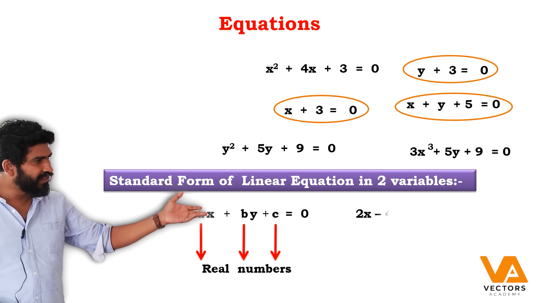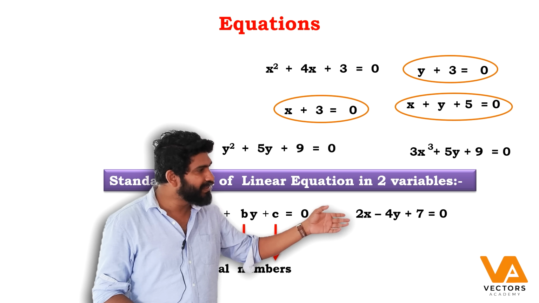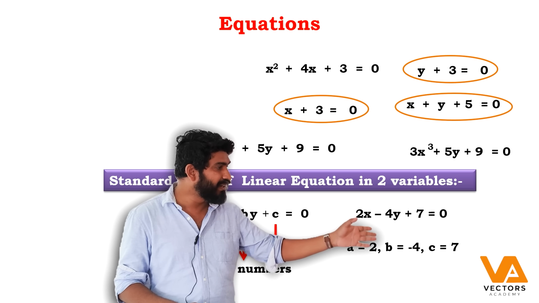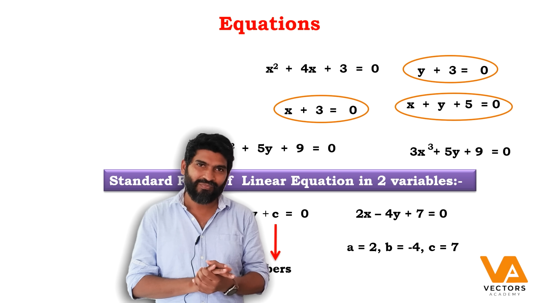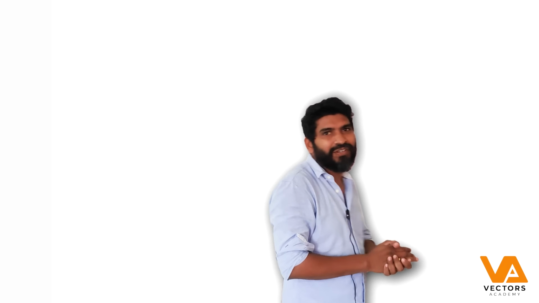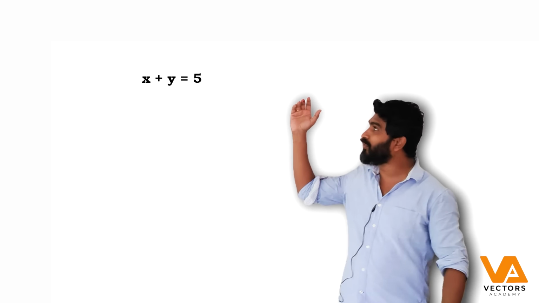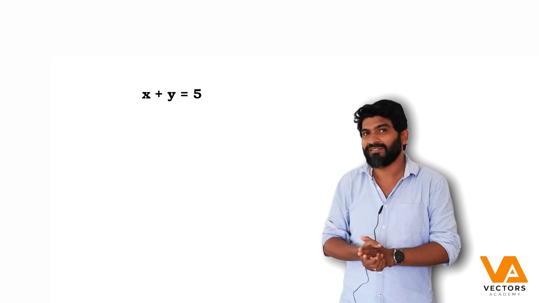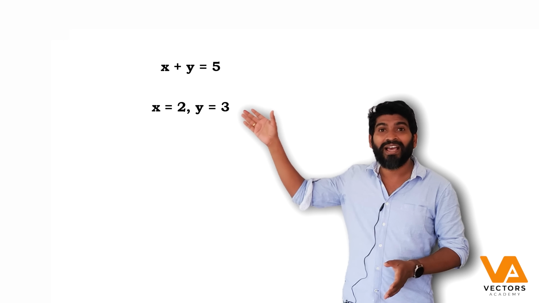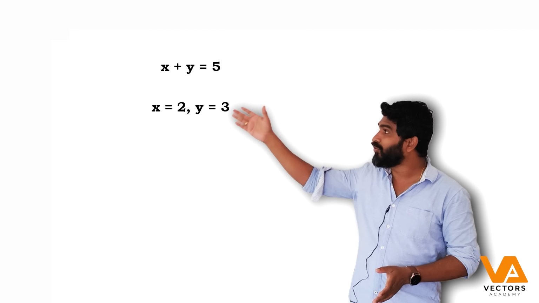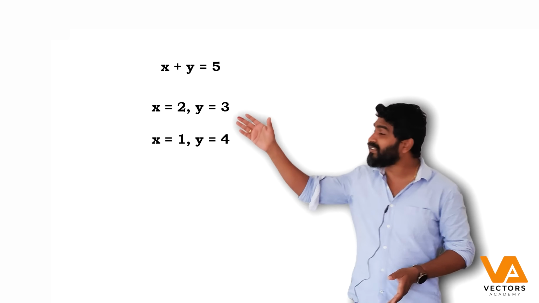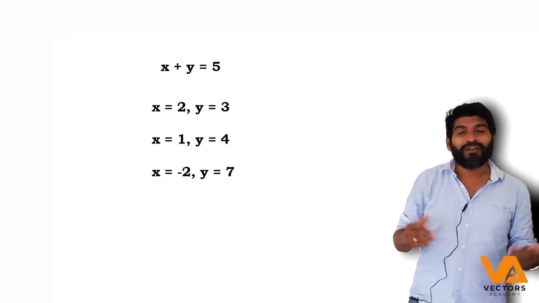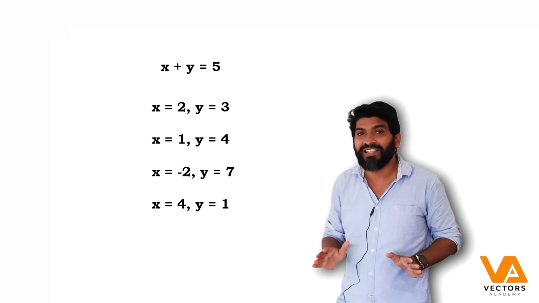Now if we consider a linear equation 2x minus 4y plus 7 equal to 0, the value of a is 2, the value of b is minus 4 and the value of c is 7. Now if I consider a simple linear equation x plus y is equal to 5, how many solutions do you think this equation has? We can have x equal to 2 and y equal to 3. 2 plus 3 will give you 5. We can have x equal to 1 and y equal to 4. 1 plus 4 will give you 5. So we can have multiple solutions for a single linear equation.